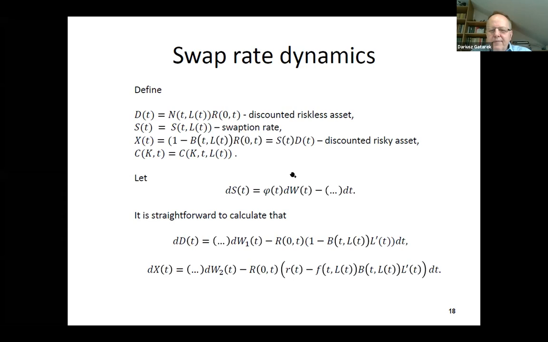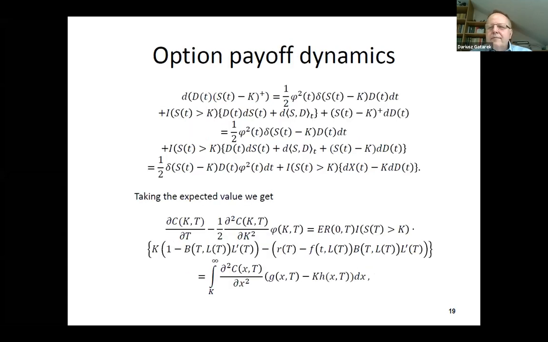We take dynamics of the swap rate. So we make some calculations using Ito, and trust me, the equation for the discounted risky asset and discounted risk-led assets are like that. Then we do exactly what Bruno Dupuy did 30 years back. To be honest, that was not Dupuy, but Derman and Kani some years later.